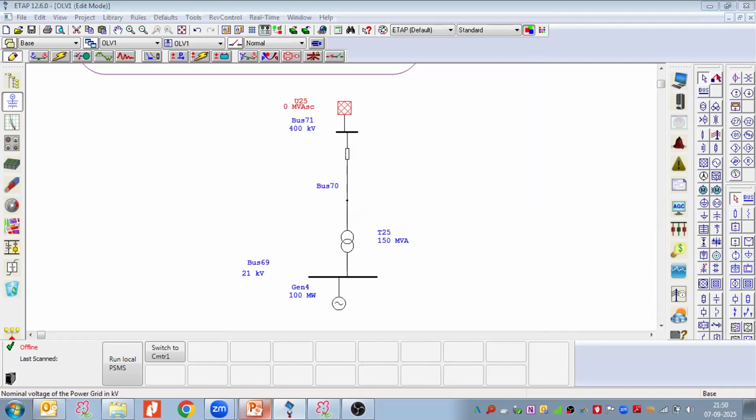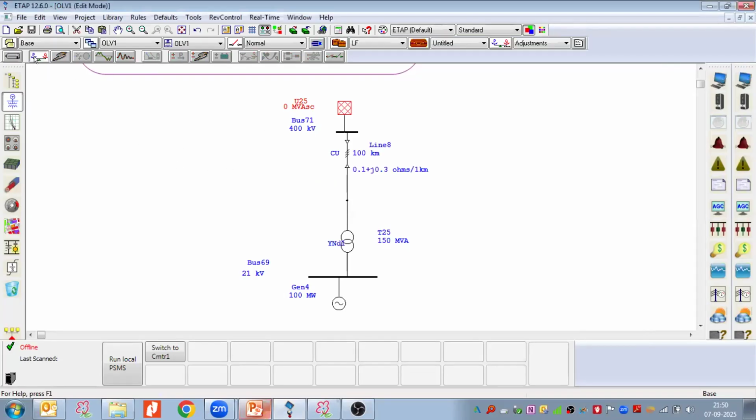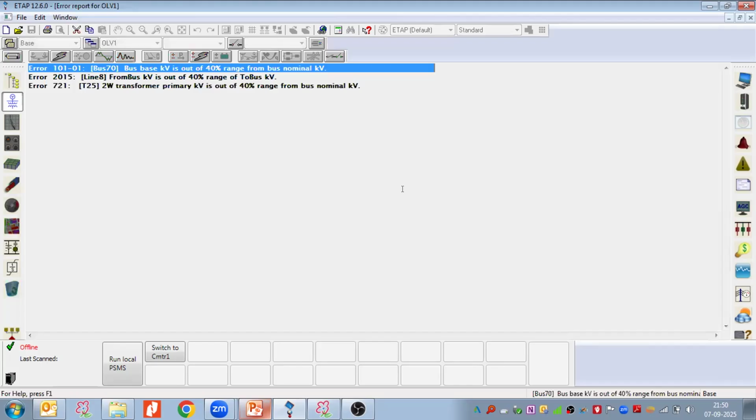Without Q, load flow would not happen. Yeah, Rasanta, you're correct, but let us see whether it is happening or not happening. If we run this load flow, meaning the power flow, let us see what result is coming.